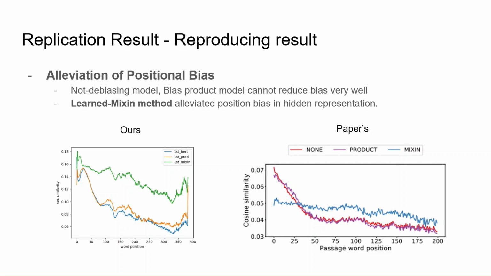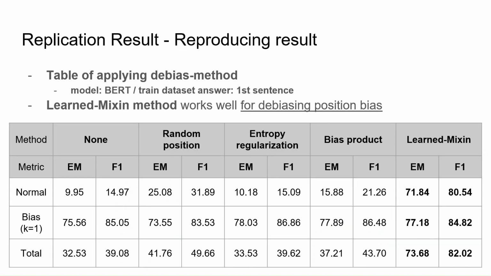As you can see, the hidden representation contains information of the word embedding uniformly in the learned mixing method, rather than in the non-biased method and the bias product model. The more precise result is as follows. The models are trained with the dataset of first-sentence answers, and the model should determine the answer in both the first-answer case and the rest of the cases. As you can see, the learned mixing method reduces position bias significantly compared to any other baseline.